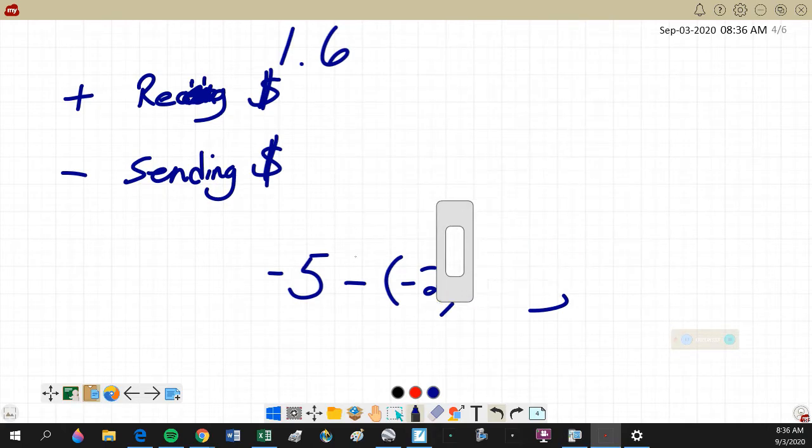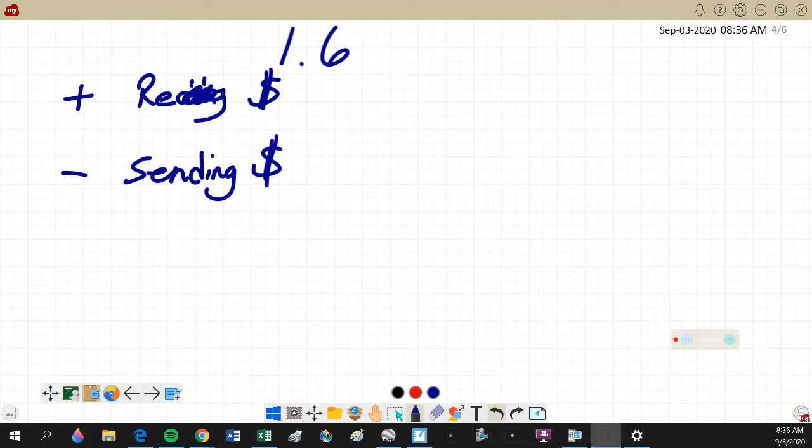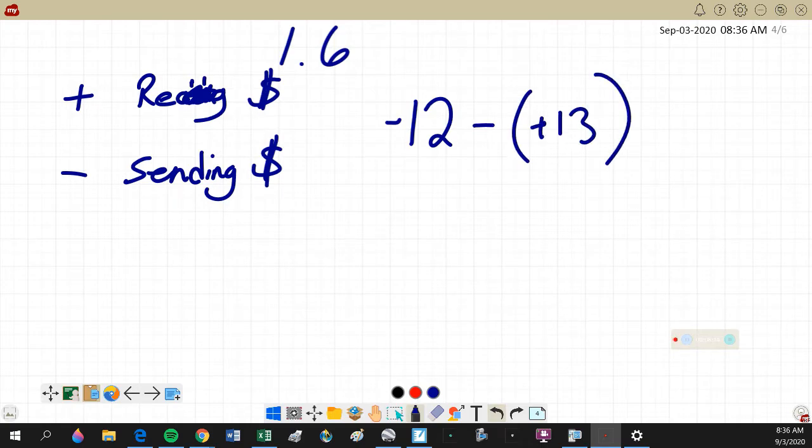All right. What about this one? What if I had -12 minus +13? What's happening here? $12 in the hole. And you send. Subtraction is always send. So you send, is this a request or is this a payment?